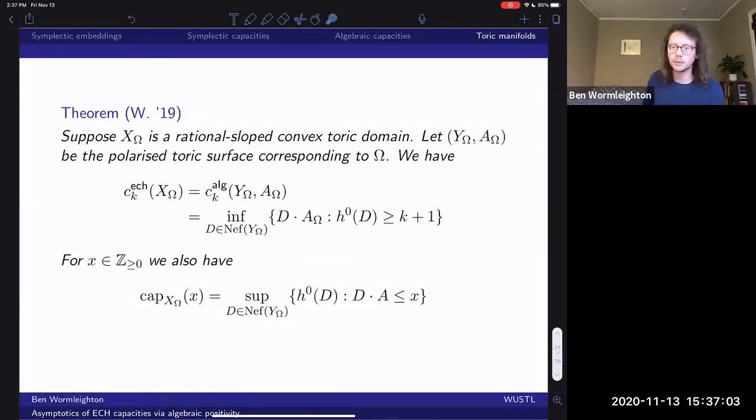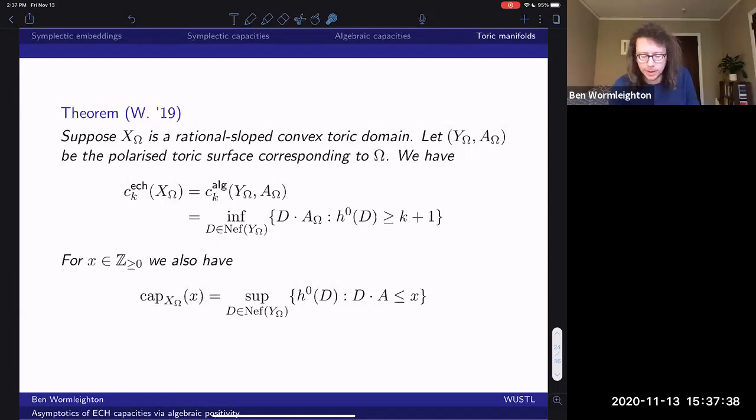Okay, and here's the theorem in response to the previous question. This is actually a theorem of mine from last year, which kicked off the work with Julian and many of the other papers. So suppose X_Ω is a rational sloped convex toric domain. Rational sloped here just means that all of your edges have rational slope.